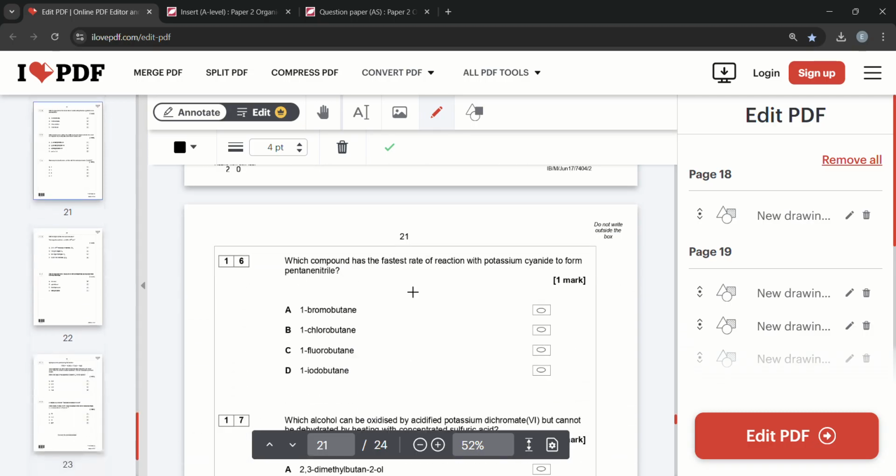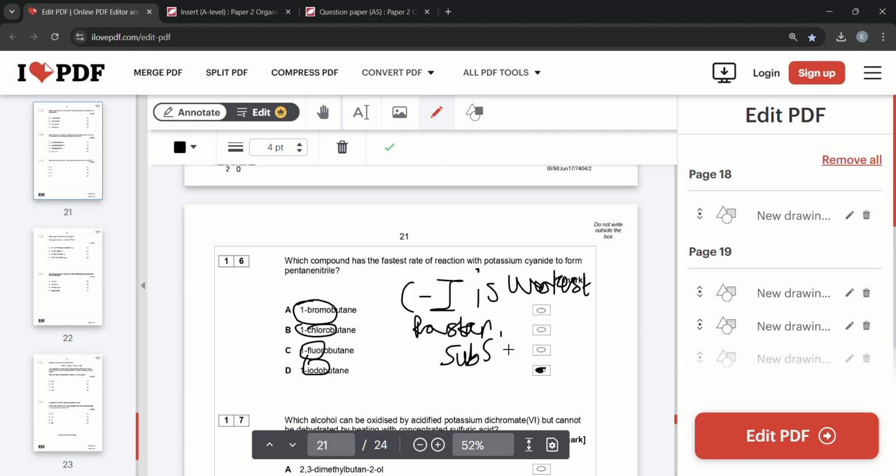Question 16, which compound has the fastest rate of reaction with potassium cyanide to form pentanenitrile? Answer is D. It's because the C-I bond, compared with C-Br, C-Cl, C-F, is the weakest, therefore fastest substitution. Because it's the weakest, it's the fastest substitution, and therefore it's going to have the fastest rate of reaction.